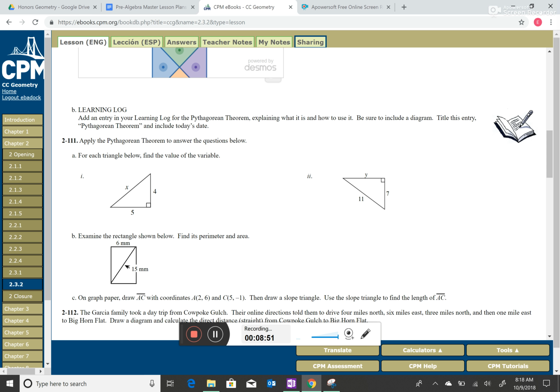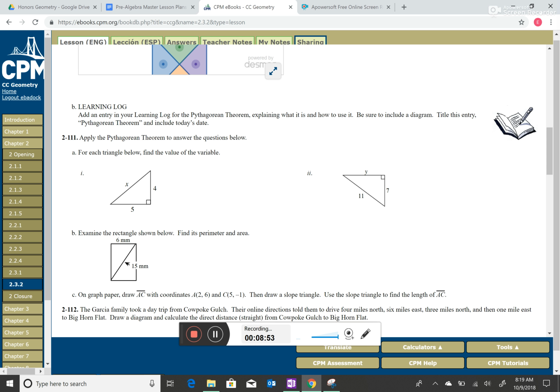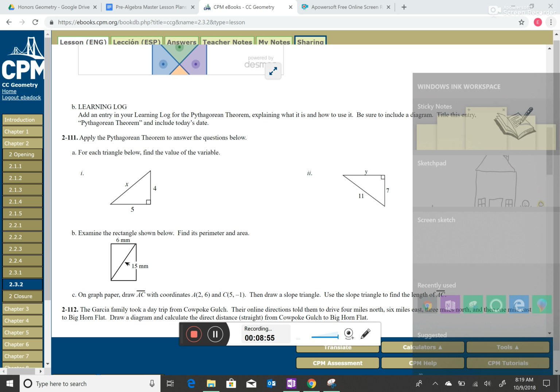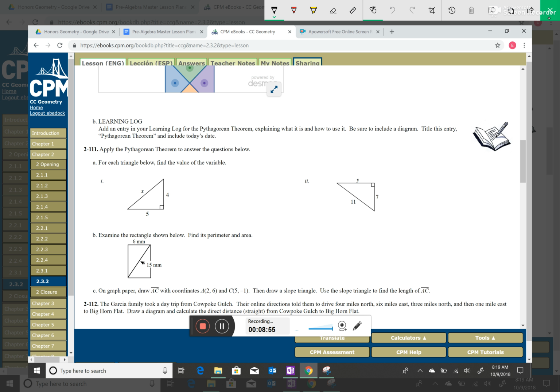So I'm just going to set these guys up. I noticed that right here, x is my hypotenuse. It's the longest side. It's the one across from 90. So when I set this up, remember, it doesn't matter which one's a or b. You could put 5 squared plus 4 squared. You could put 4 squared plus 5 squared.